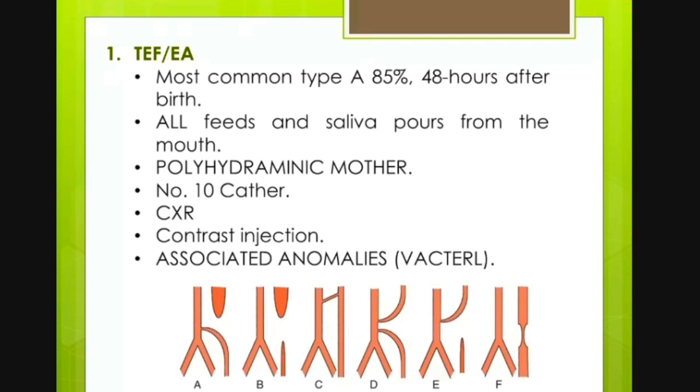Now, how do we suppose that this baby has these anomalies or not? How can you know? First of all, by the history. When you take the history, the mother says we have polyhydramnios. Polyhydramnios means a big abdomen, a large amount of fluid in the uterus. Why? It is a high amount of amniotic fluid.